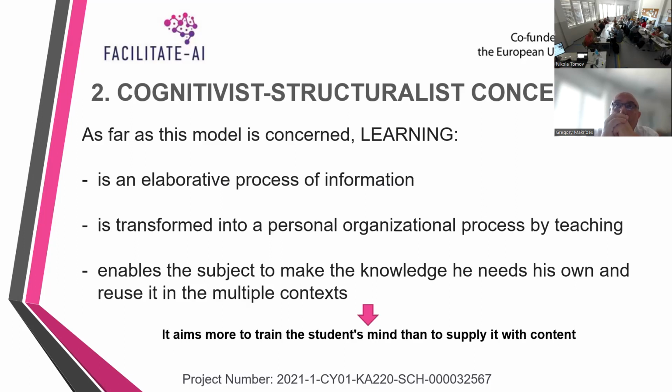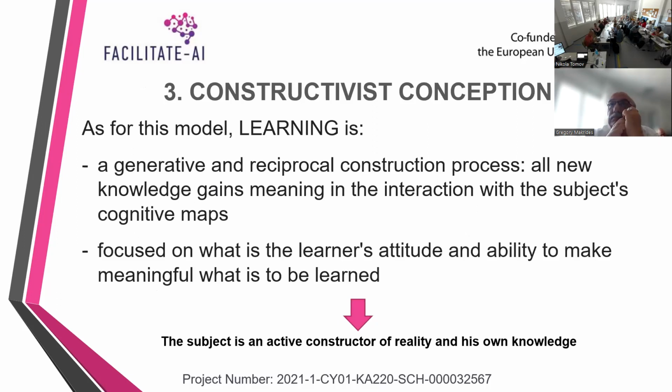And after the cognitivist conception, another development is represented by the constructivist conception. In this third model of learning, learning is a generative and reciprocal construction process. So the learning of the students derives exactly from the interaction among the students and the teacher. And learning is focused on the learner's attitude and ability to make meaningful what is to be learned. So it's not important what the students learn, the content itself, but the meaning, how the students can give meaning to the knowledge that they acquire. So in a sentence, the subject is an active constructor of reality and of his own knowledge.